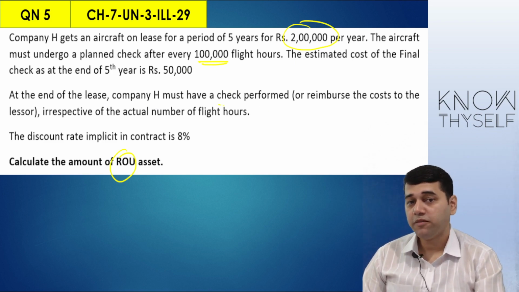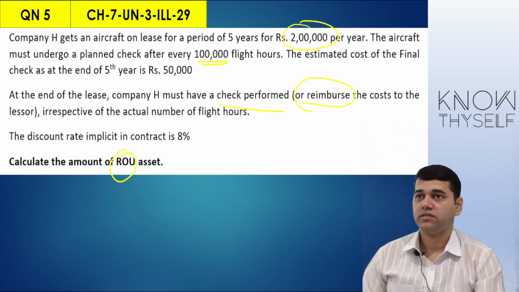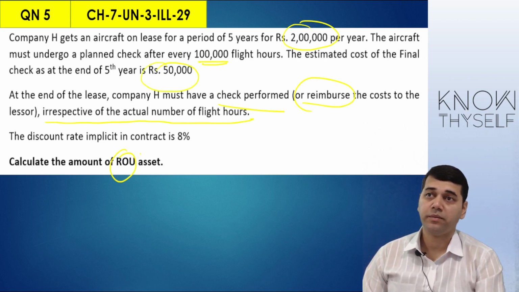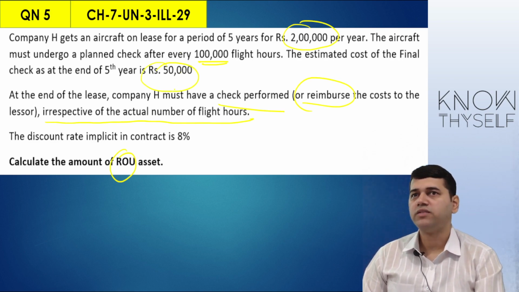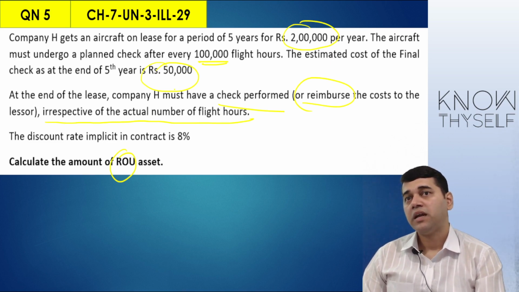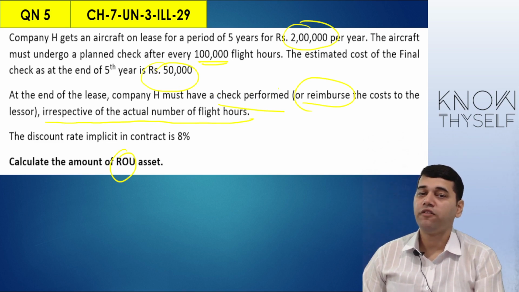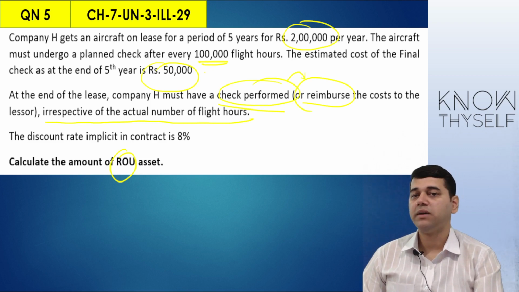the check must be performed or you have to reimburse that cost to the lessor irrespective of the actual number of flight hours at the end of the lease. So I have to pay once, and 50,000 is my estimated cost. Now, is it in substance a fixed lease payment? It is clearly dependent on the number of flights, which I can avoid by not running. Even if I don't run it, I can't avoid it, because it is mandatory for me to perform the check or reimburse that money to him. So ultimately I have to pay 50,000.